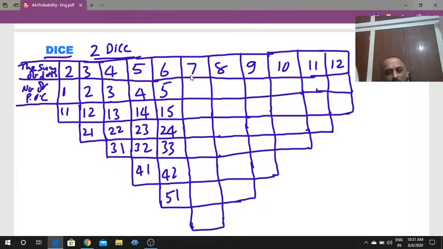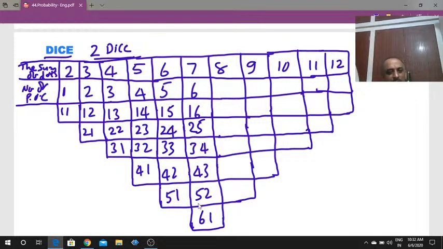Sum of dots in both the dice is 7. The number of possible outcomes is 6. That is 1 plus 6 is 7, or 2 plus 5, or 3 plus 4, or 4 plus 3, or 5 plus 2, or 6 plus 1. 6 plus 1 is 7.